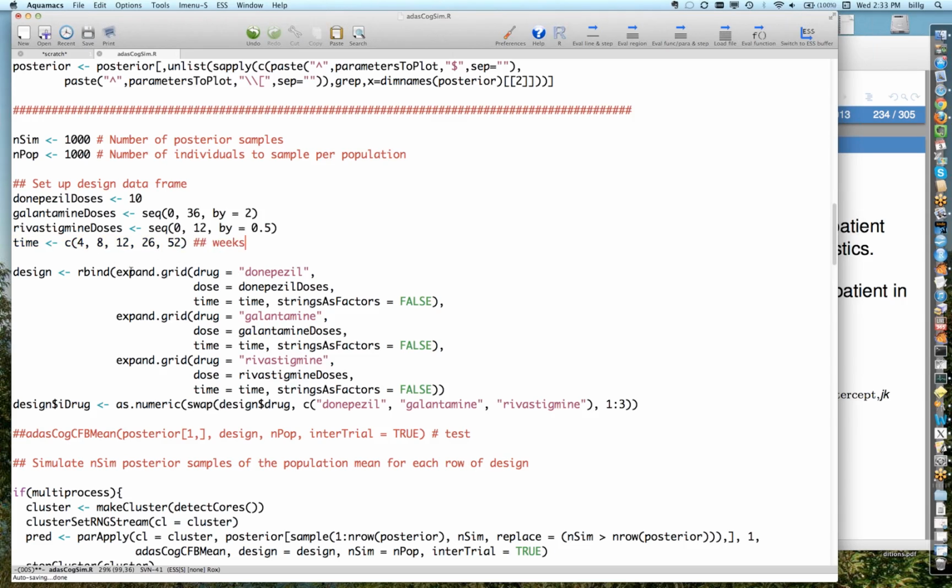And here what I'm going to do then is just pull together a data frame using the expand grid function to get all possible doses and times together. So it'll do that, and finally at the end I use the drug name up here. Here I'm going to generate an integer to describe the drug, so 1, 2, or 3 corresponding to donepezil, galantamine, or rivastigmine. So that's all that's going on there.